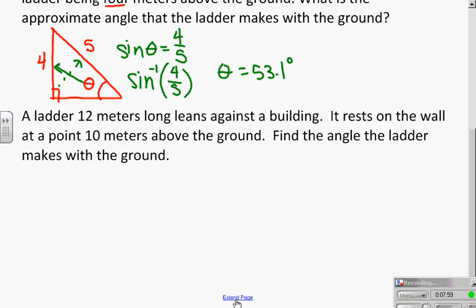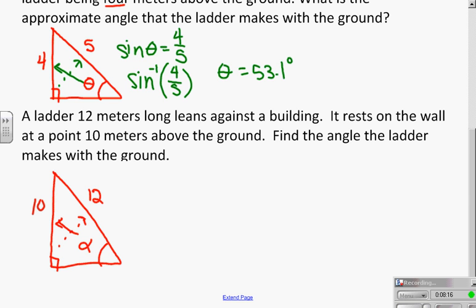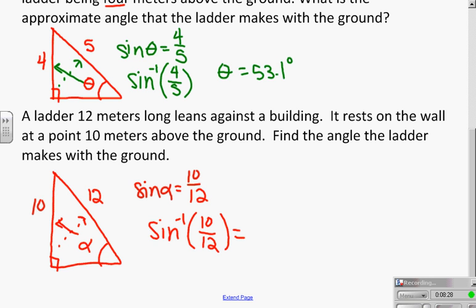If you look at this next example, very similar example, except our ladder this time is 12. It is resting up 10. What angle does it make with the ground? Again, we are still talking about opposite and hypotenuse. So we're talking about the sine of alpha is 10/12. When I take the inverse sine in my calculator of 10/12, I'm talking about a 56.4 degree angle.